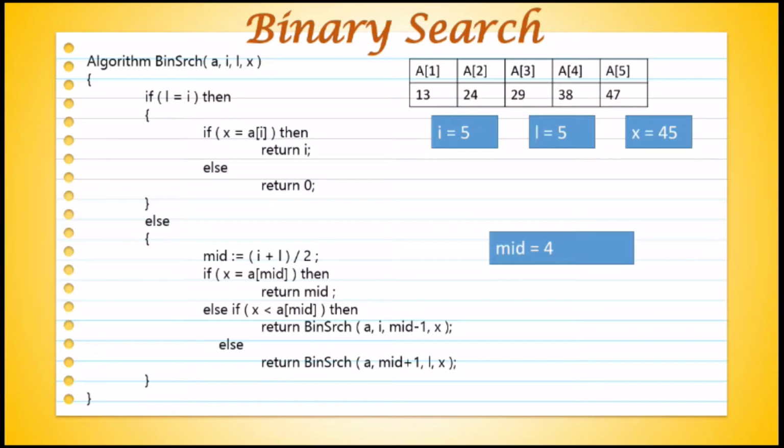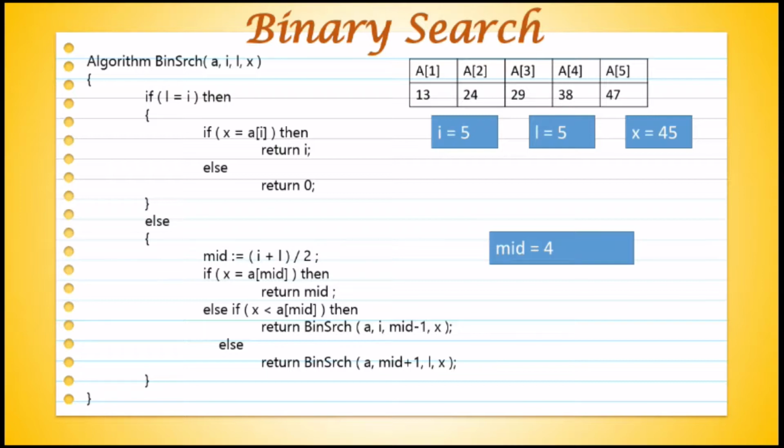So now, because we are calling the function recursively, we will execute the algorithm from starting. So if L is equal to I, so 5 is equal to 5. This condition is true. That means we will execute the true block. So in the true block, we will check whether x is equal to a of I. So the value of x is what? 45. And what is a of I? That is a of 5. So in a of 5, the value which is present is 47.